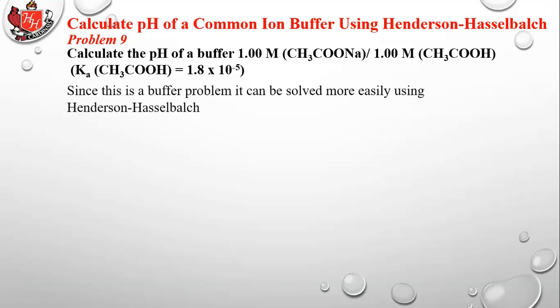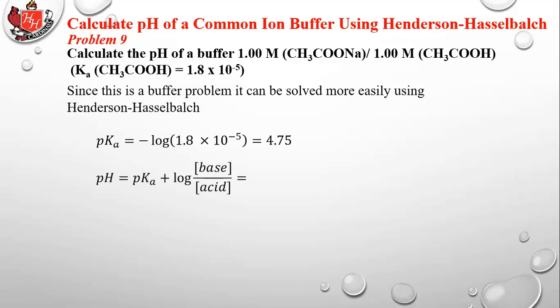Okay, so now we're doing the same thing with Henderson-Hasselbalch. We have the concentrations we need for the weak acid and weak base. We just need to calculate the pKa from the Ka value given there. So the pKa is the negative log of 1.8 times 10 to the negative fifth. That equals 4.75. There's the formula. Plug in 4.75. The log of the base over the acid is the log of 1 over 1, which equals the log of 1. That equals 0. Therefore, the pH is 4.75.